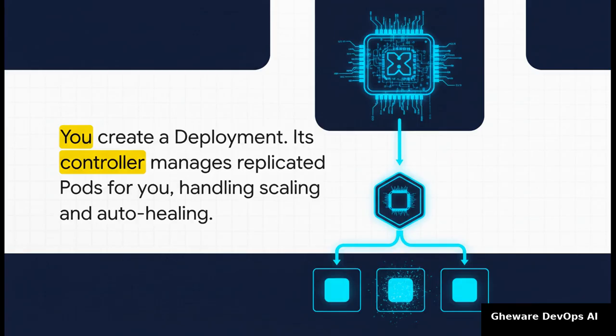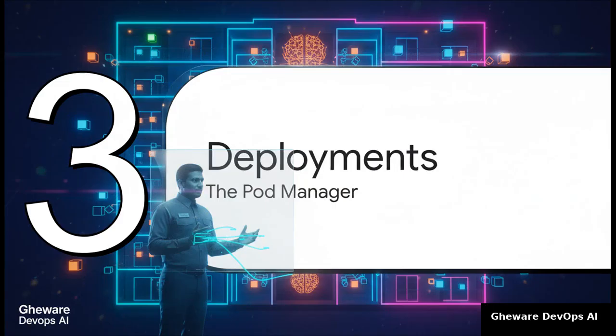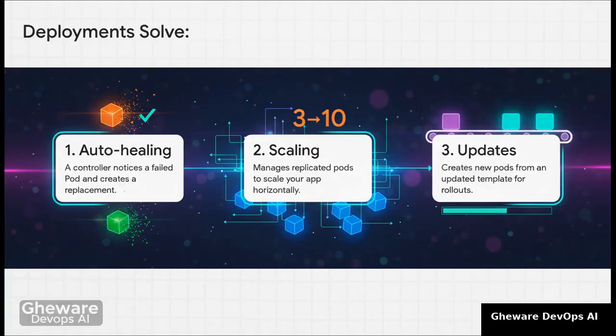This is the next layer of our mental model. So let's talk about that deployment. If the pod is the apartment, think of the deployment as the apartment building manager. It's the one in charge, making sure everything is running exactly the way you want it to. Deployments are fantastic because they solve three huge problems for you.